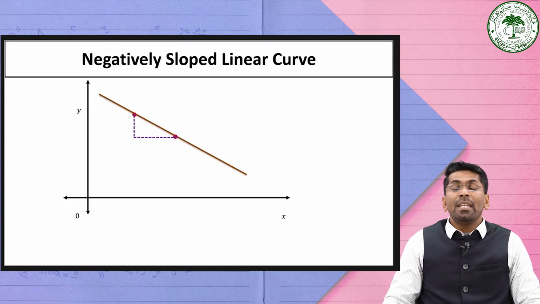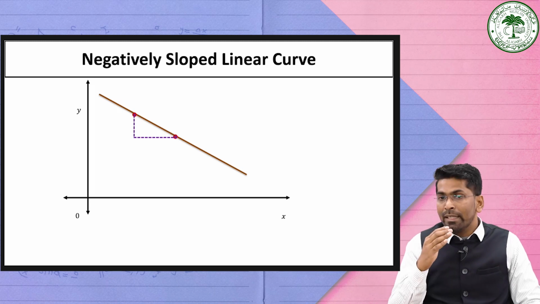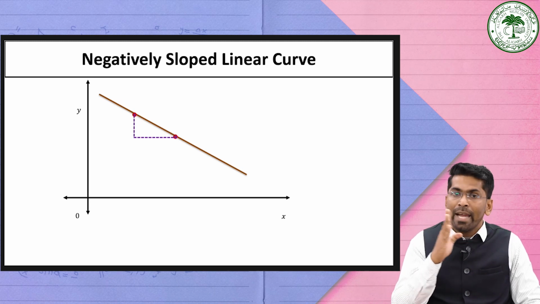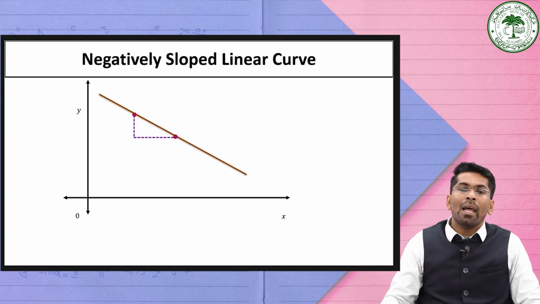Now, the negative slope of the linear curve. Here we have a linear curve which is downward sloping. When the direction of the graph is decreasing as it moves from left to right, then the slope is negative. The slope formula represents the ratio of change in the vertical direction, or rise, that is change in y, to the change in the horizontal direction, that is run, or change in x.